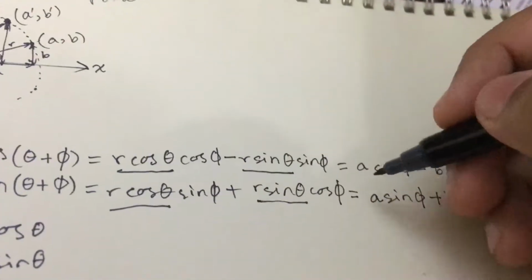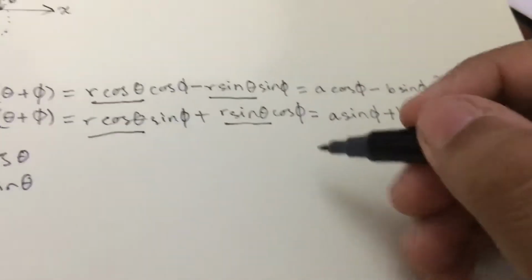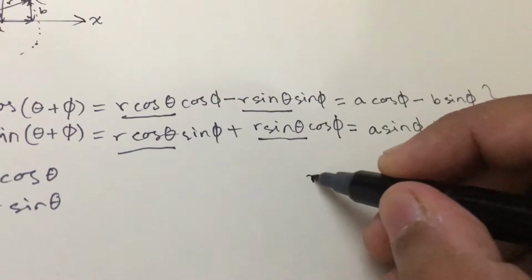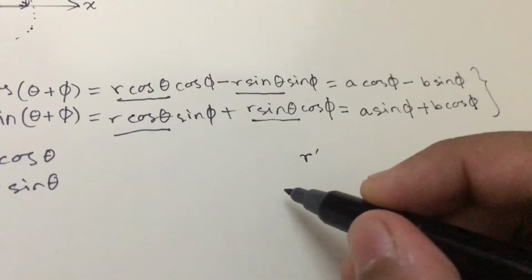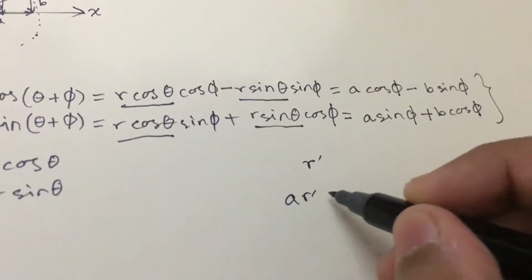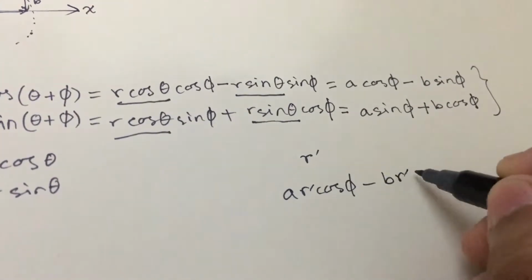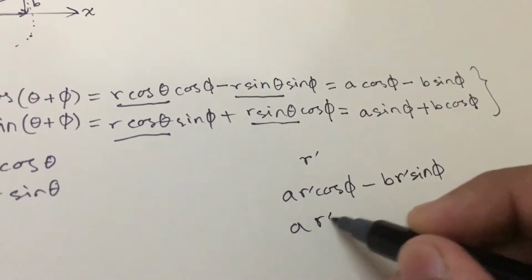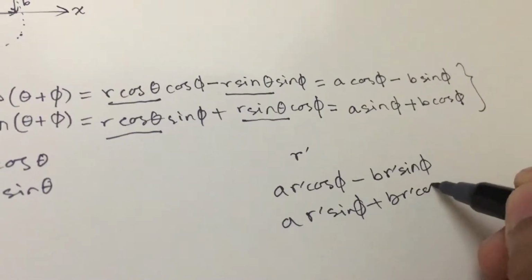Okay, so let's write these equations, but we will not use these names anymore. We'll just anonymously write them down. So let's just write it down with the multiplication factor of r prime. So we are scaling it by r prime. R prime can be positive or negative. So we have a r prime cos phi minus b r prime sin phi, and a r prime sin phi plus b r prime cos phi.